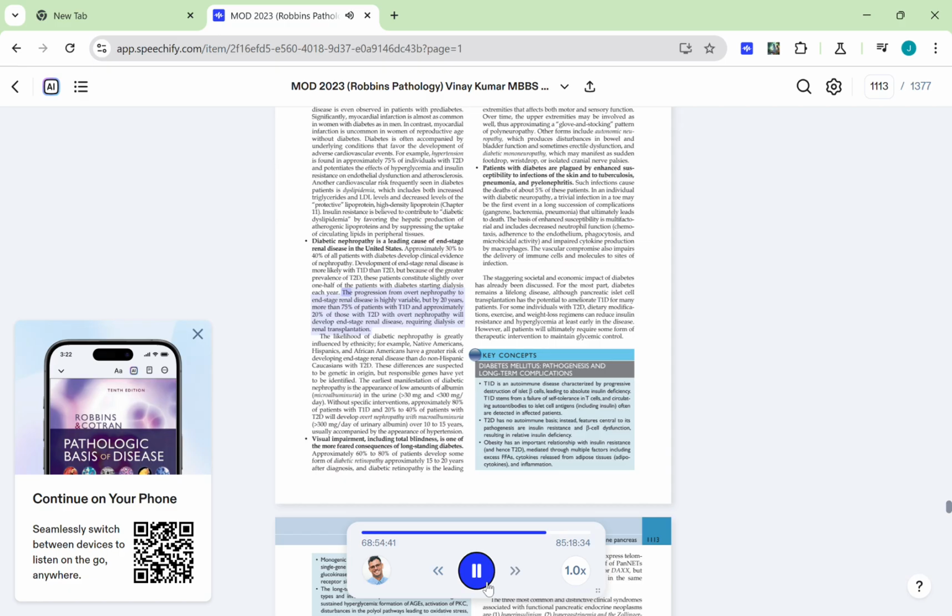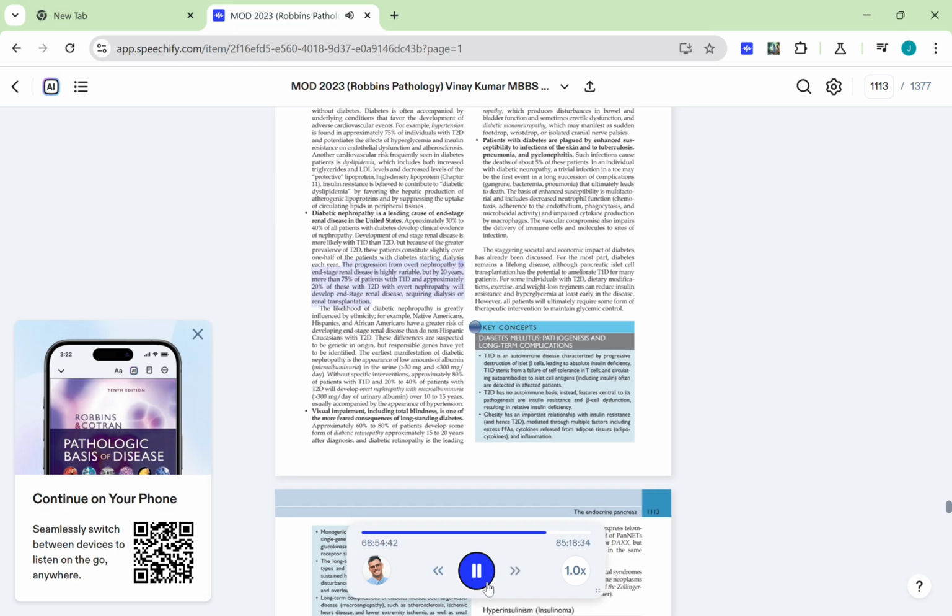dialysis each year. The progression from overt nephropathy to end-stage renal disease is highly variable, but by 20 years, more than 75% of patients with T1D and approximately 20% of those with T2D with overt nephropathy will develop end-stage renal disease, requiring dialysis or renal transplantation.